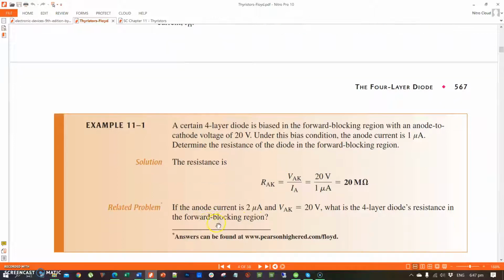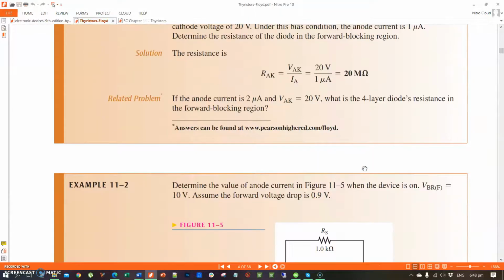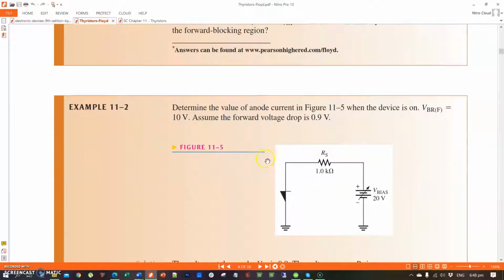So we have here another problem. If the anode current is 2 microamperes and the voltage across the anode and cathode is 20 volts, what is the four-layer diode resistance in the forward blocking region? That's 20 volts divided by 2 microamperes. It's around 10 megaohms. So you have here more examples.